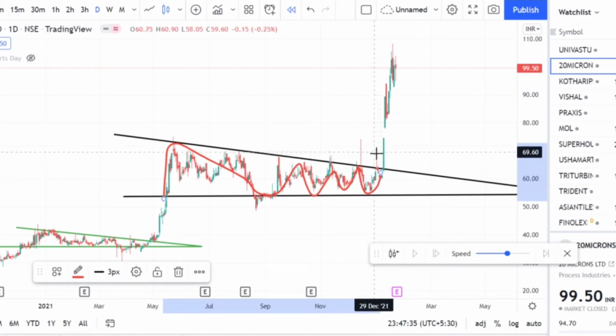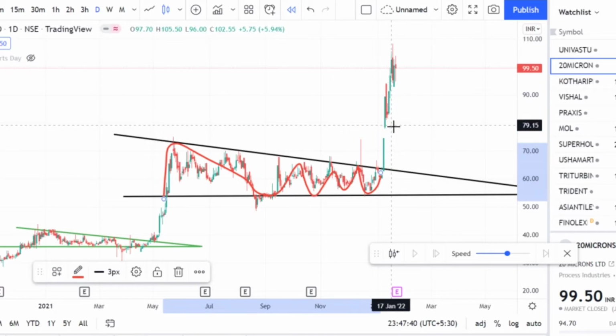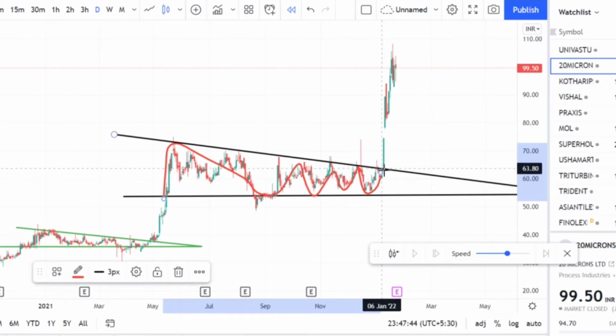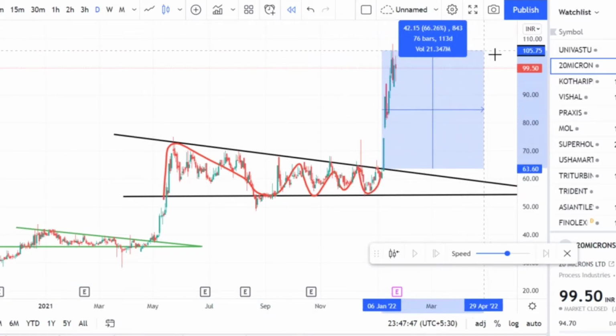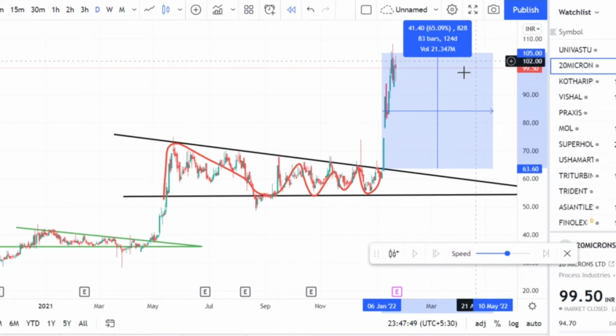So you have to just wait for the breakout and wait for the first green candle to close, right? And then you can take an entry in the next candle, right? Let me show you how much the return was. The return was 65% of return, guys, which is very good return.